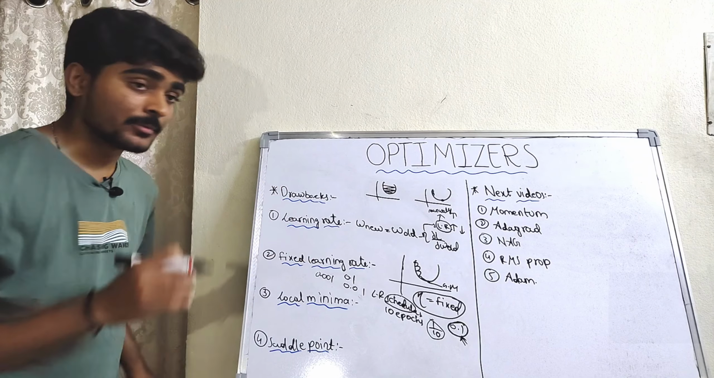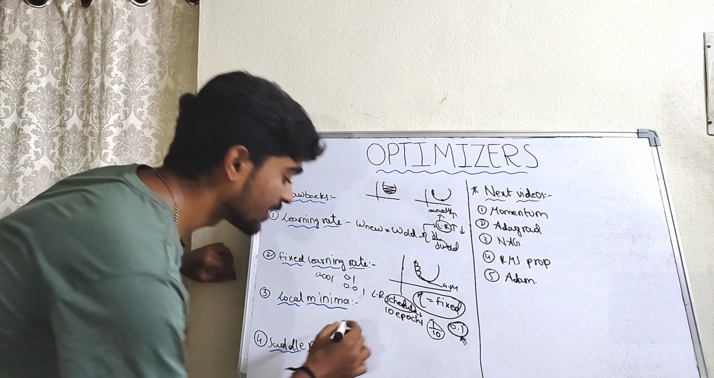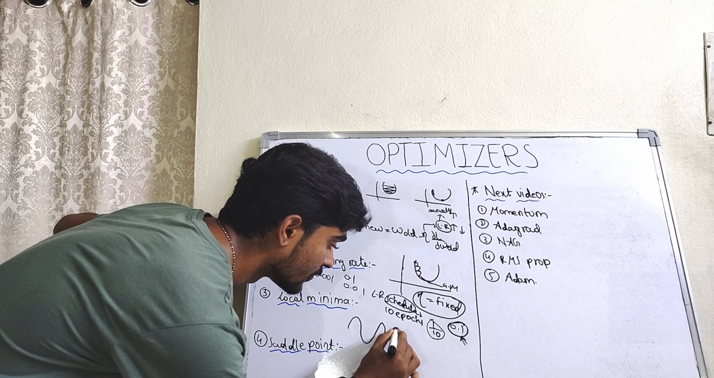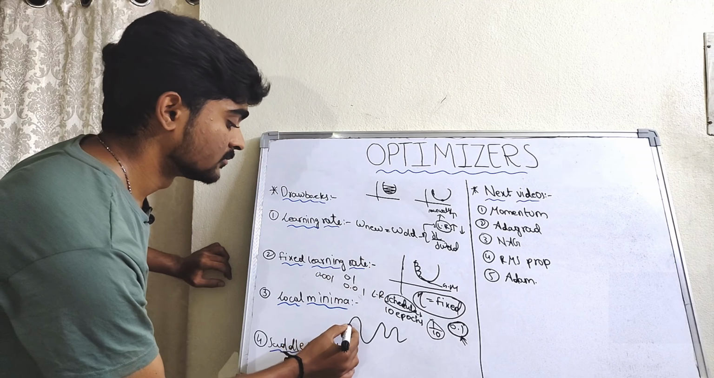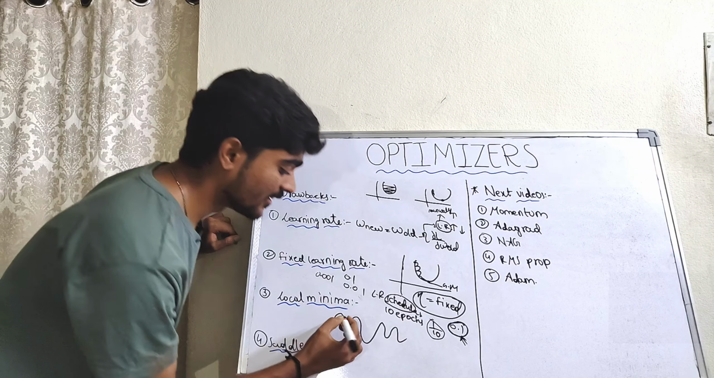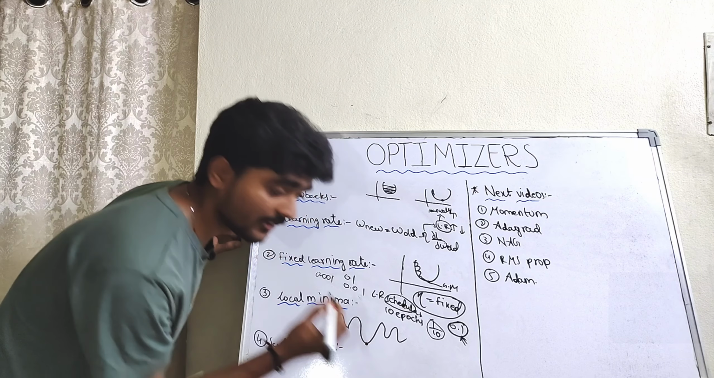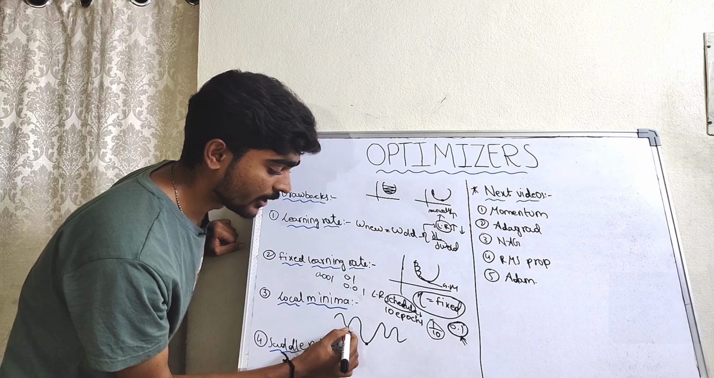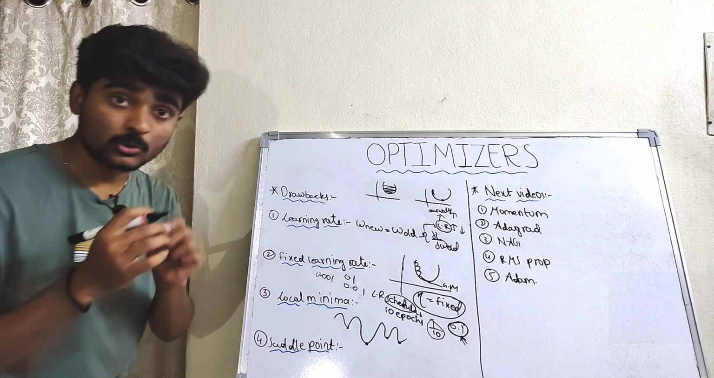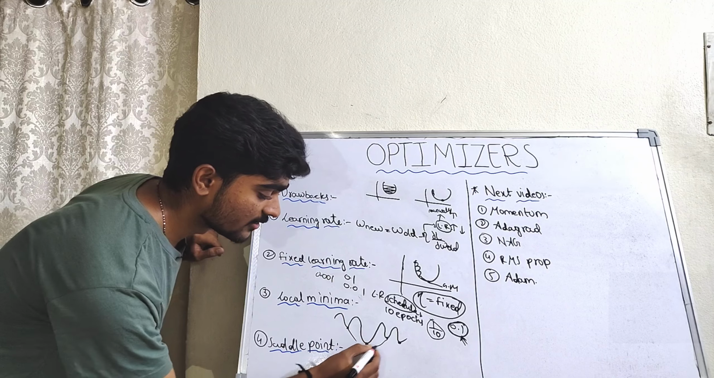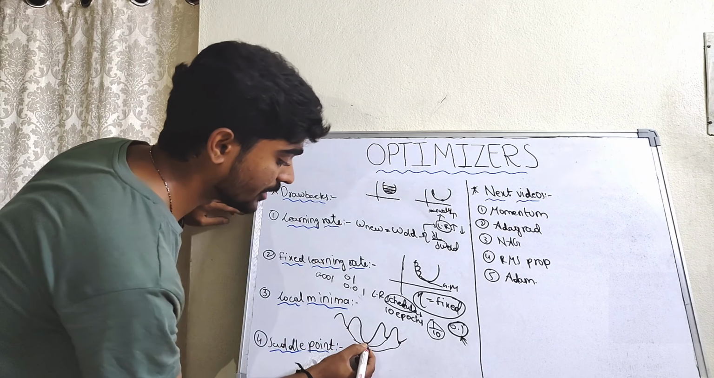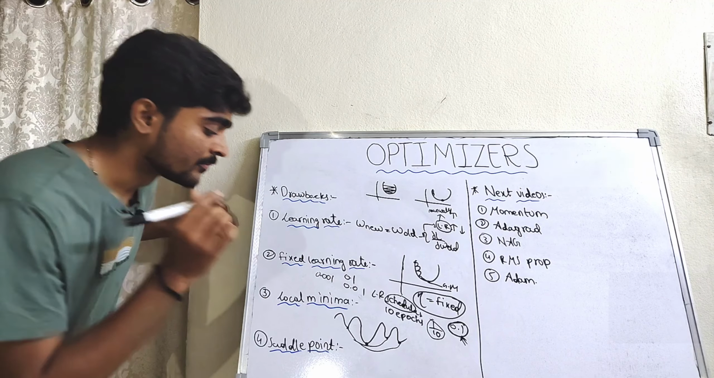Our third problem is local minimum. Let's say this is our gradient descent curve. This point is called the global minima, and these 3 points are called local minimas. This point is called the global minima point.